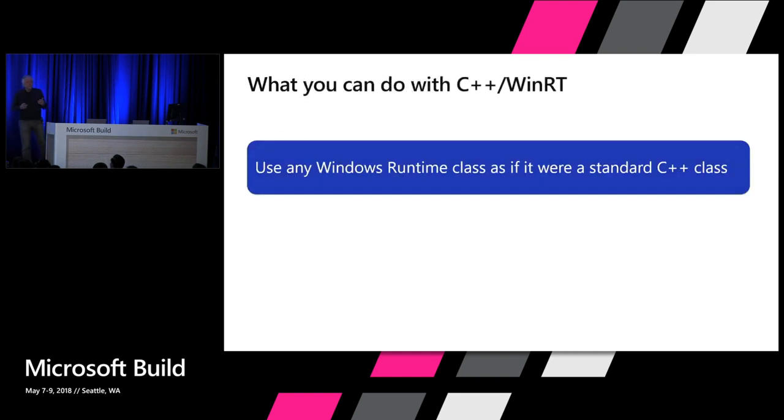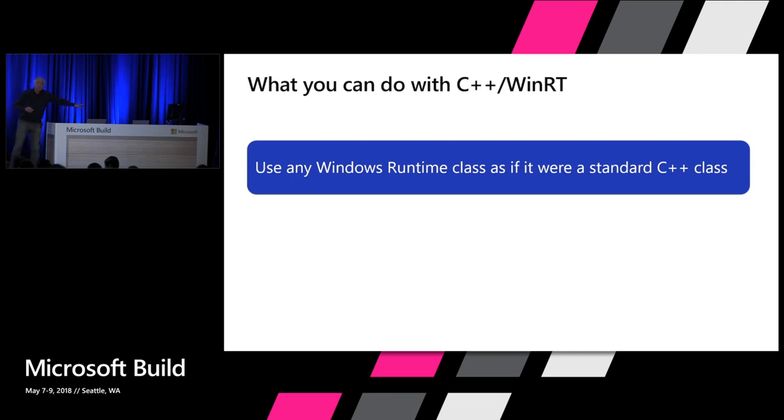What can you do with it? Well, basically, every OS API, or really any Windows Runtime API, whether it's an OS API or some third party, to you is just a C++ class. You just instantiate it and you call members on it just like you would any other C++ class. We go to great lengths to make it look, feel, and behave just as if it were any other C++ library.